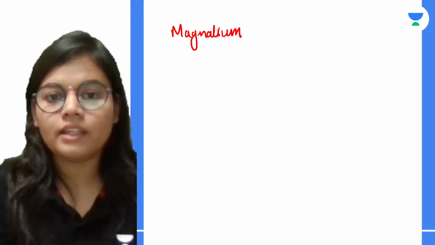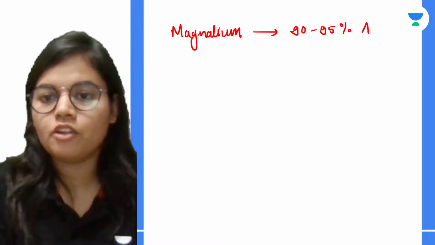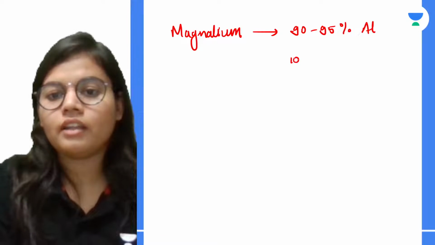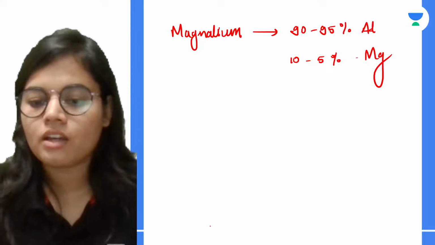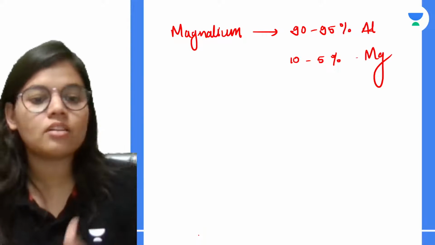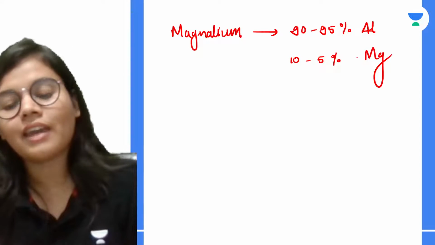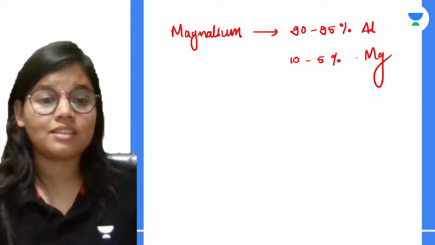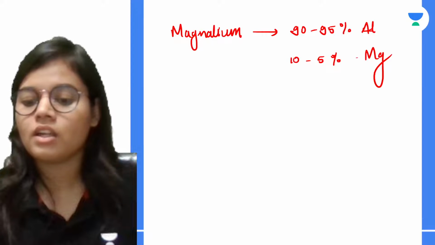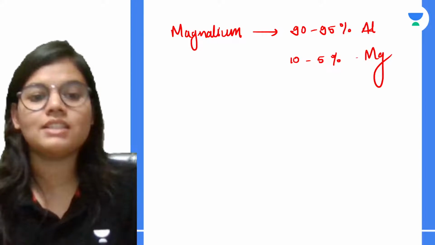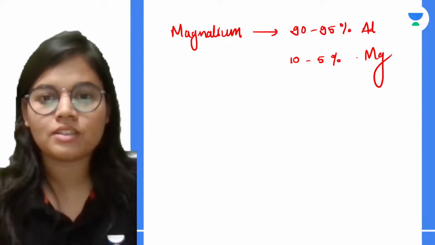Now again, magnalium is made up of almost 90 to 95% aluminium, and the other 10 to 5% is magnesium. Same properties: it resists corrosion, it is lightweight, and it is strong at the same time. So again, it has similar uses, such as in aircraft, scientific instruments, light tools, some household appliances, etc. So more or less both have similar uses.